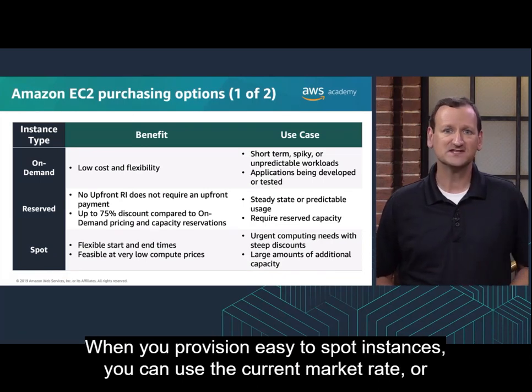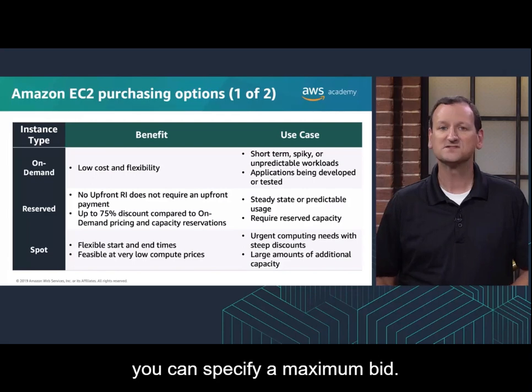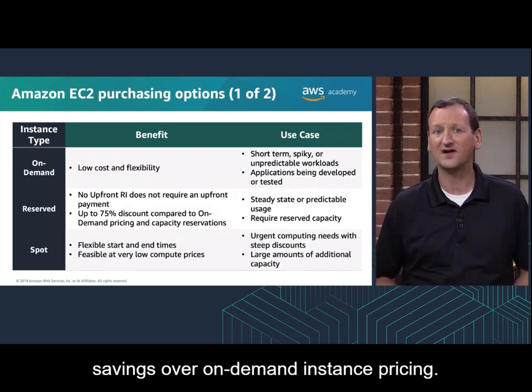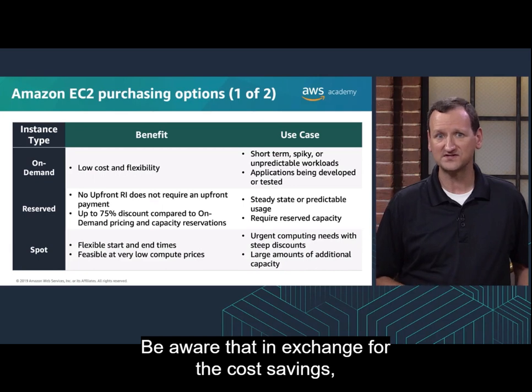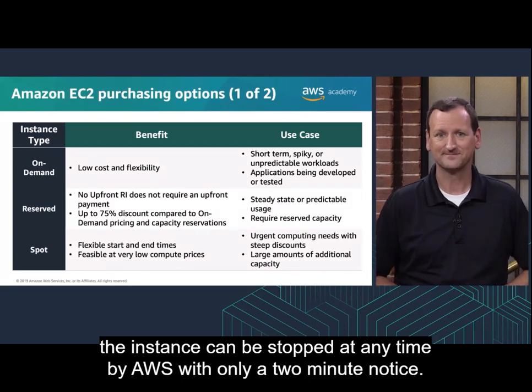When you provision EC2 spot instances, you can use the current market rate, or you can specify a maximum bid. Spot instances pricing enables users to realize potentially 70 to 90% savings over on-demand instance pricing. Be aware that in exchange for the cost savings, the instance can be stopped at any time by AWS with only a 2-minute notice.